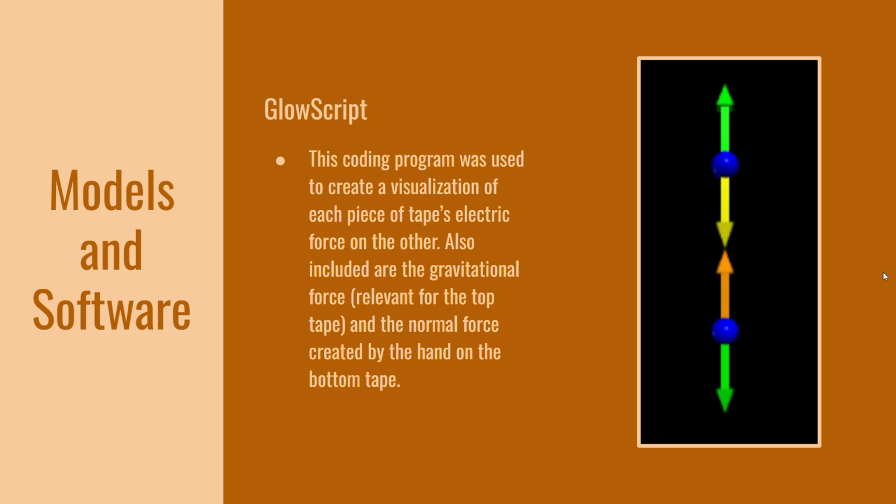So to start with our models and software, we use GlowScript coding in Python to create the visualization. And just as a quick breakdown here, you can see the spheres are the pieces of tape. The orange force is the normal force on the bottom piece of tape from my hands. The yellow is the gravitational force on the top piece of tape. And then the green vectors are the electric forces.